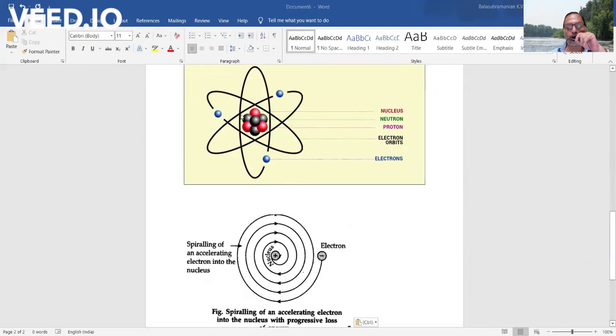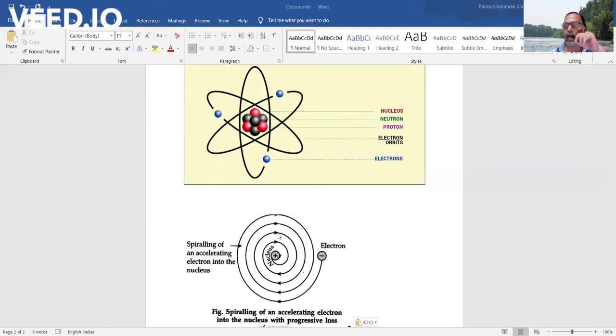He proposed this circular path, but his theory had a drawback, because when the particles are moving in a circular orbit, due to centripetal force they get accelerated. So they move towards the center, and because the center is a positively charged area and electrons are negatively charged particles, they will tend to fall inside the nucleus, which is not happening. So this is a big drawback, which was later explained by Niels Bohr.